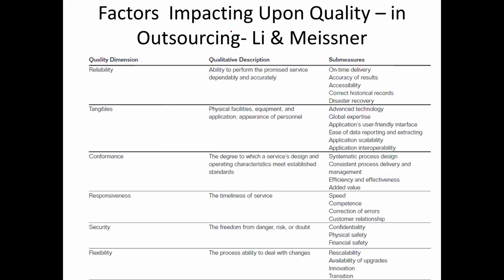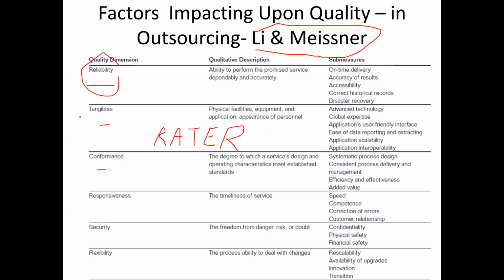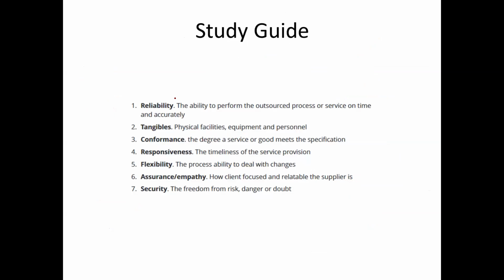So they came up with factors impacting on quality of outsourcing: reliability, tangibles, conformance. And you'll see this is very similar to RATER, the ServQual, because this is problems with service quality in outsourcing. So they've used some of the RATER, reliability, tangibles, responsiveness, and they've added a couple of others. So it's a way of looking at factors impacting on quality when you outsource services. And that's in the study guide. So that is new. It's a bit complex. So that's the description of each.